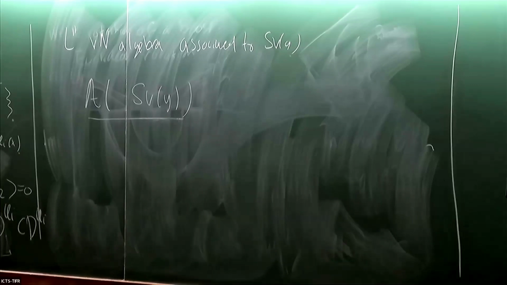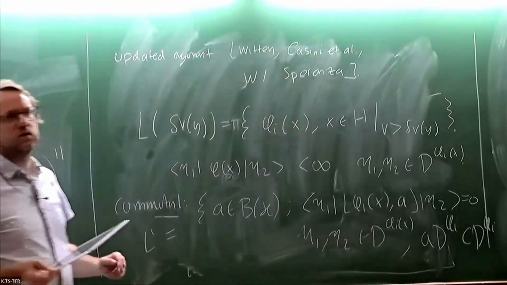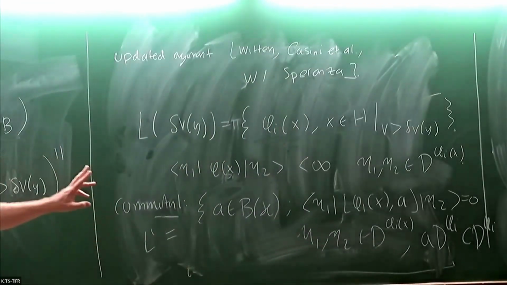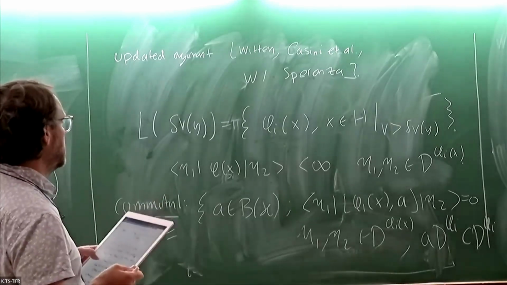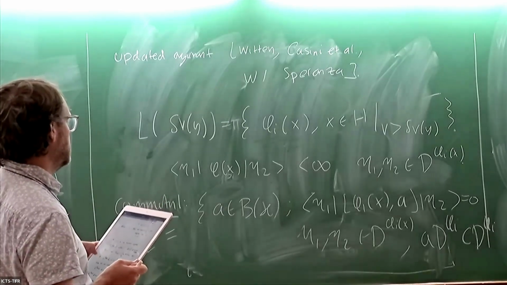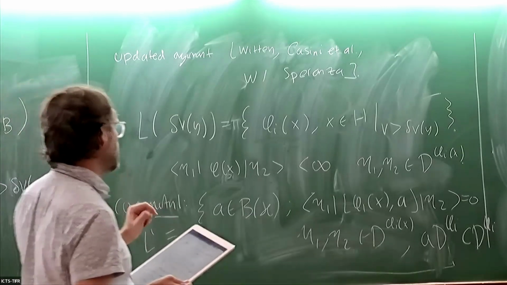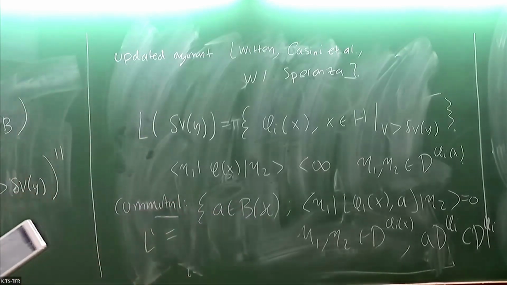Yeah, because of these domain conditions here, you won't be able to multiply two of them. You have to check the domain condition. I think, yeah, right, I'm pretty sure it's not a von Neumann algebra. It doesn't really matter.